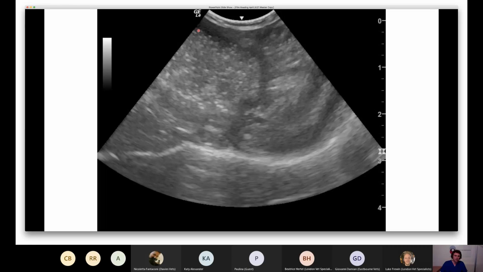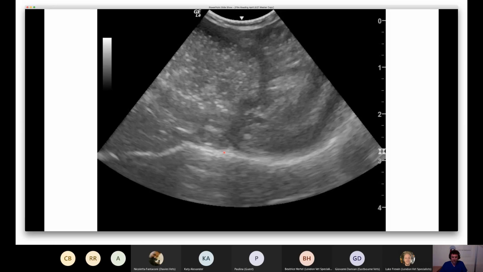So just to orient you guys in terms of what we're looking at here. This is gastric wall here, and this is duodenum here. And this is where duodenum meets stomach. So this is the pylorus, and there's absolutely nothing stuck in that pylorus. There's no foreign body there. If there was, then we wouldn't be able to get this image. There'd just be something hyperechoic and heavily shadowing in this region.